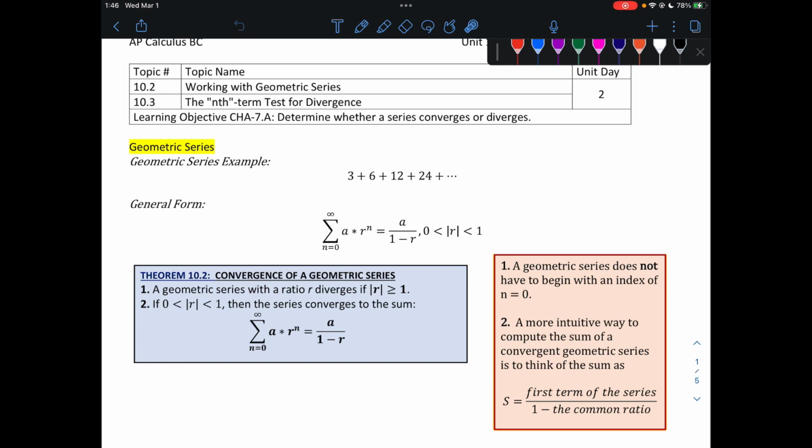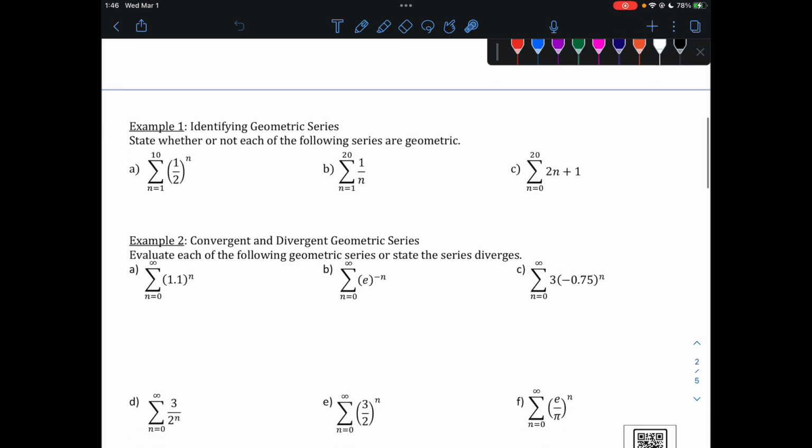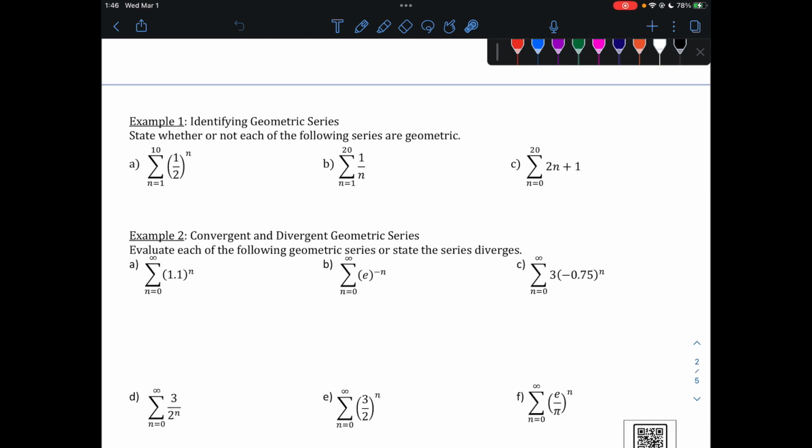A geometric series does not have to begin with index n equals 0 like I have here. It could be anything, okay? A more intuitive way to compute the sum is to think of the sum as first term divided by 1 minus common ratio. Instead of actually trying to memorize the formula, just think of first term over 1 minus common ratio, okay?